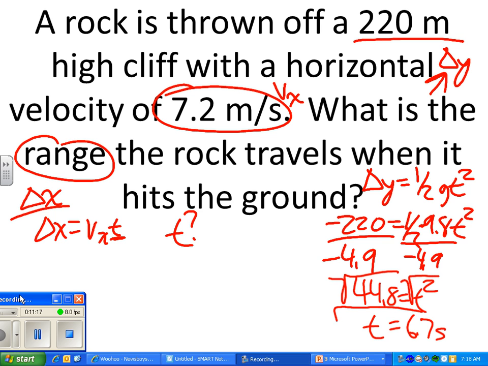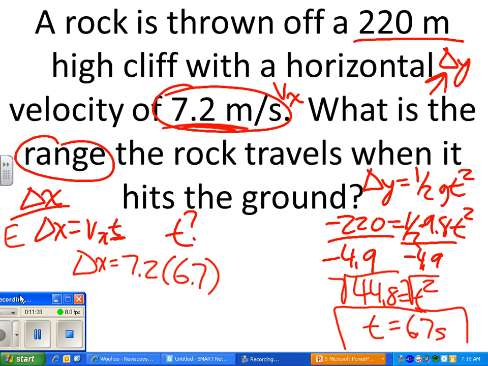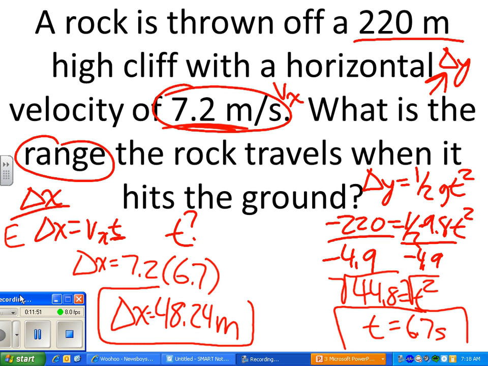All right, so now we have a time, so that would be added to our givens. And now we're ready to use the other equation to actually solve the problem. So delta x equals v sub x, which we have up here, 7.2, times the time we just found, 6.7. We get a delta x of 48.24 meters. So now we know how far it traveled horizontally.